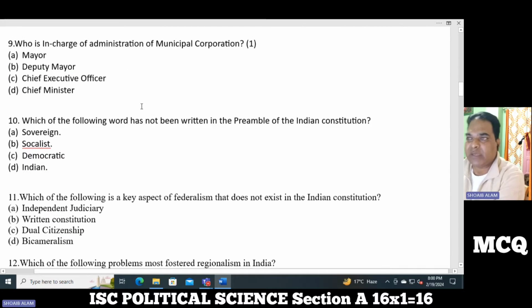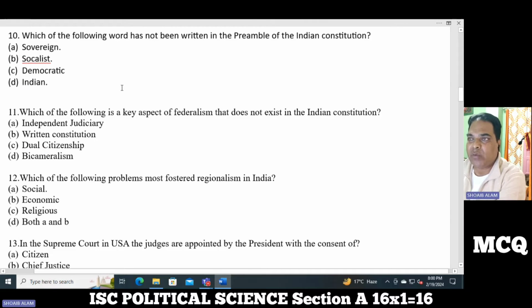Now next one, let us go with number 9. Who is in charge of administration of municipal corporations? The options are mayor, deputy mayor, chief executive officer, chief minister. So mayor is the correct answer. Now number 10. Which of the following words has not been written in the Preamble of the Indian Constitution? By seeing this, sovereign is written, socialist is written, democratic is written. This Indian is not at all written.